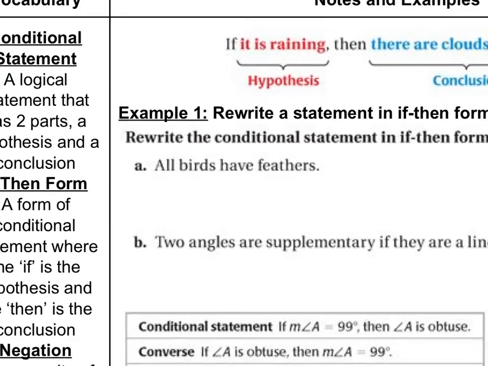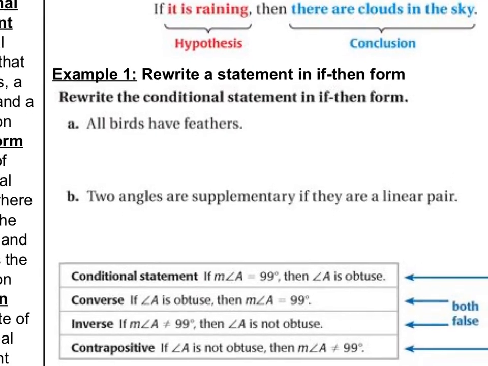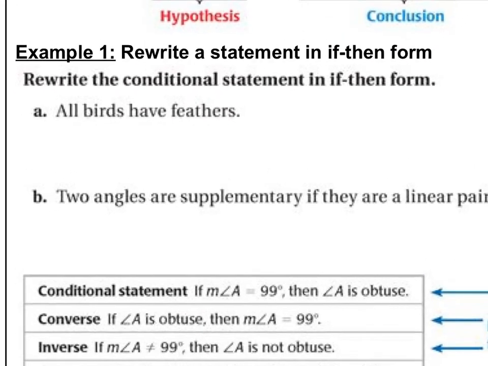So the first thing here, got a little example up here. If we look at this one, if it is raining, that is the hypothesis. So if it is raining, then there are clouds in the sky. Based on this hypothesis of if it's raining, then we can conclude that there are clouds in the sky. That is an if-then statement. All right, so the first thing we're going to talk about is rewriting a given statement as an if-then.